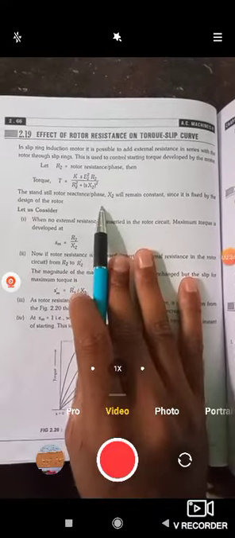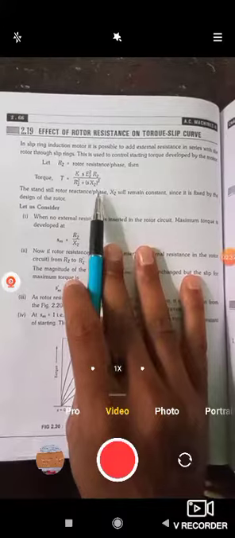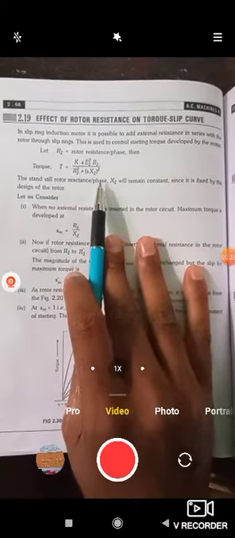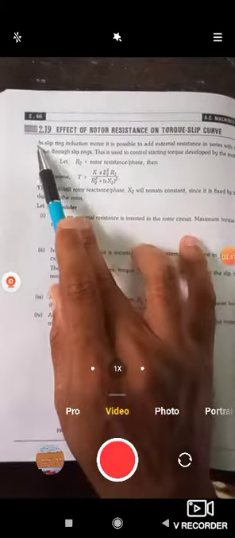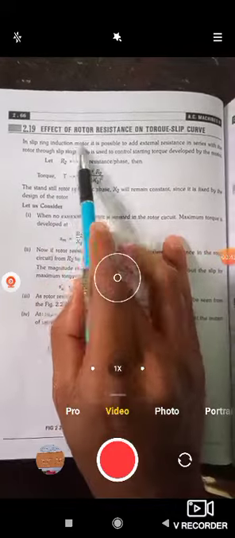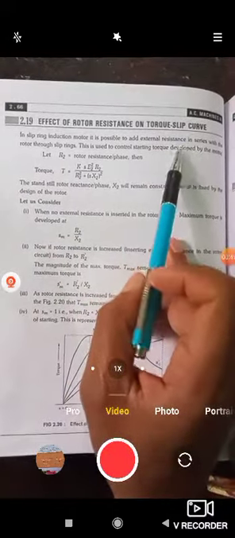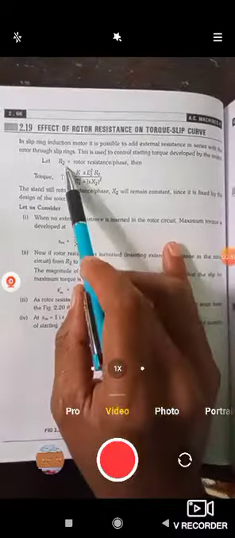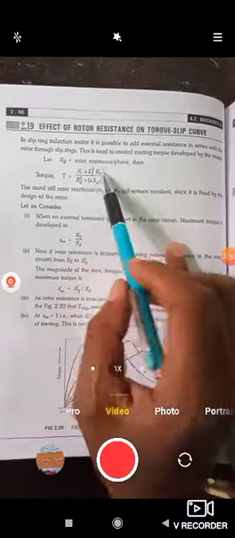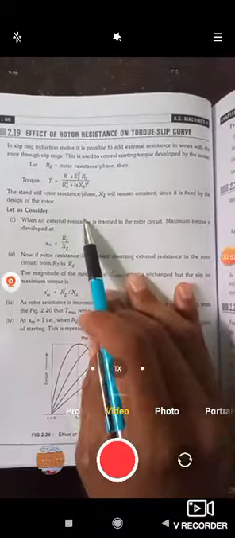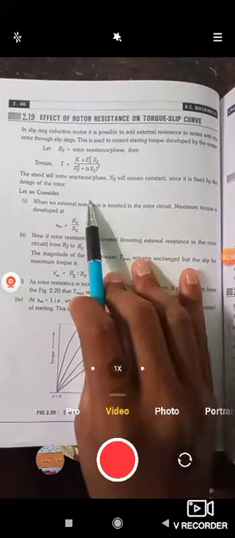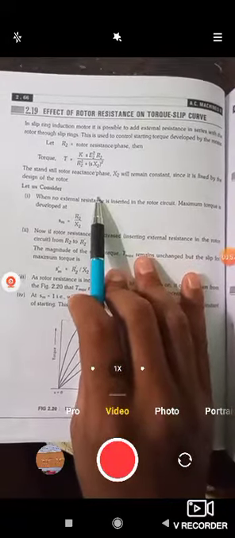Actually the rotor resistance is fixed in the case of a squirrel cage induction motor, but in the case of a slip ring induction motor we can add external resistance. So let us take R2 equal to rotor resistance per phase. If we increase rotor resistance, what happens to the torque slip curve?